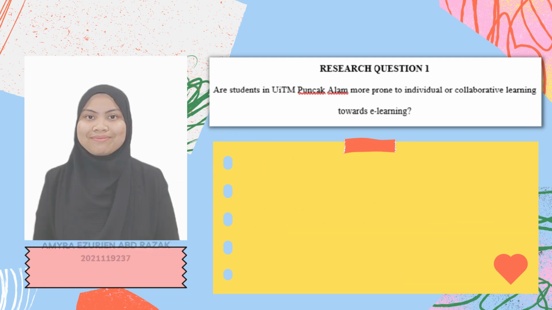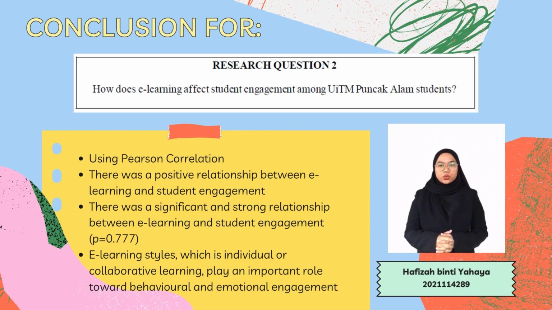For research question 2, the method of Pearson correlation was used to find how e-learning affects student engagement among UiTM Puncak Alam students. Therefore, it was found that there was a significant and strong relationship between e-learning and student engagement, which amounts to 0.777. This shows that e-learning styles, which are individual or collaborative learning, play an important role toward the behavioral and emotional engagement of the UiTM Puncak Alam students.